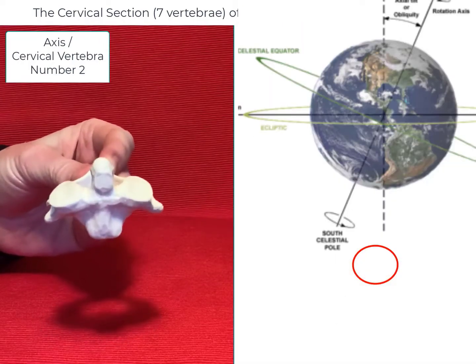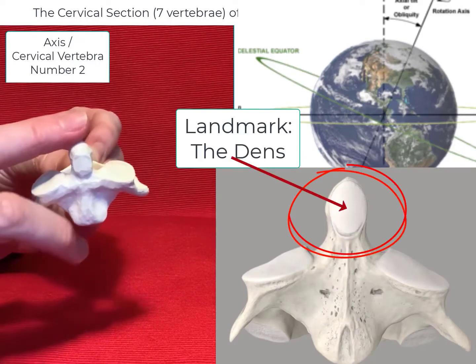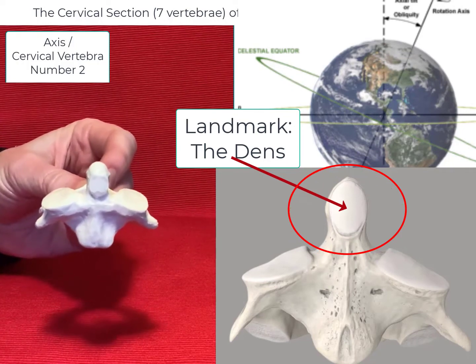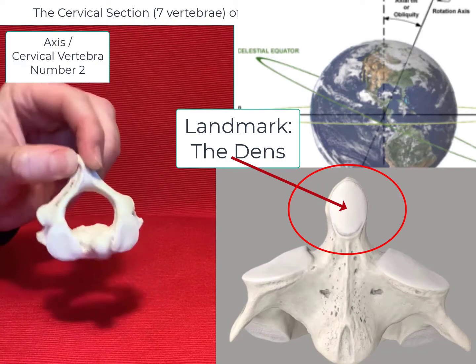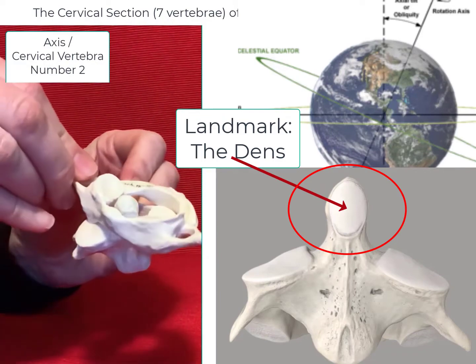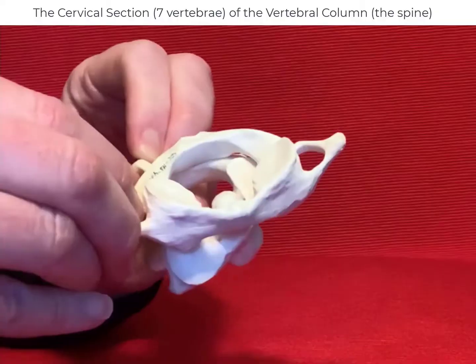Cervical vertebrae number 2 is unique because of this landmark right here on the superior anterior portion of the vertebra. And this is called axis because it rotates the world on its axis. So it allows the skull to swivel.